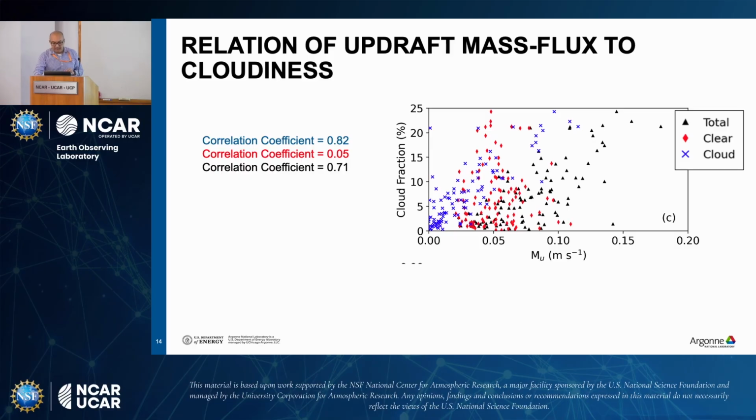All right, so the second question. Again, I apologize for the messy figure, but I think it's important in this case to have the scatter plots all together. Let's look at the relation of updraft mass flux to cloudiness. As I mentioned before, people have used updraft mass flux to relate it to cloud fraction. That has been done for many years now. Shown here is updraft mass flux on the x-axis and cloud fraction on the y-axis.